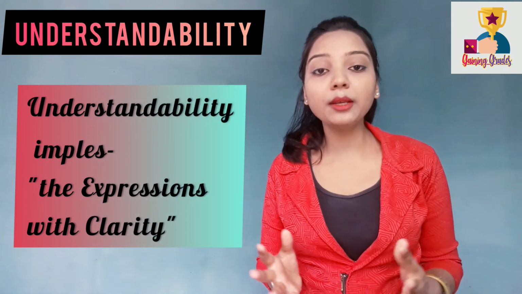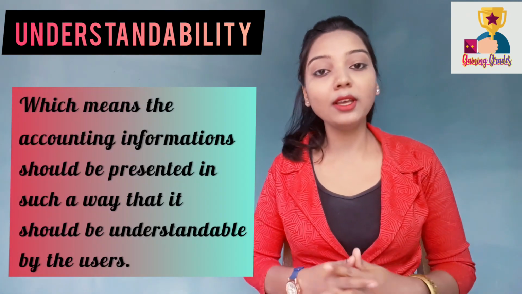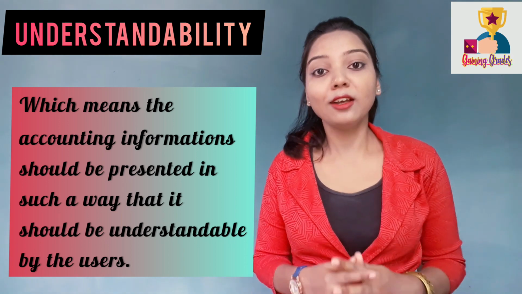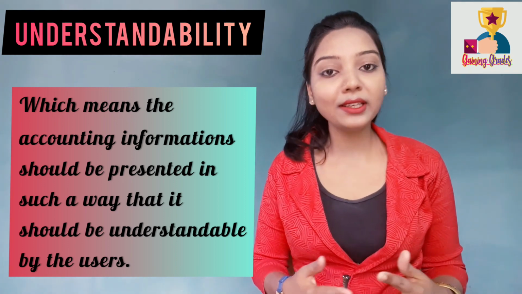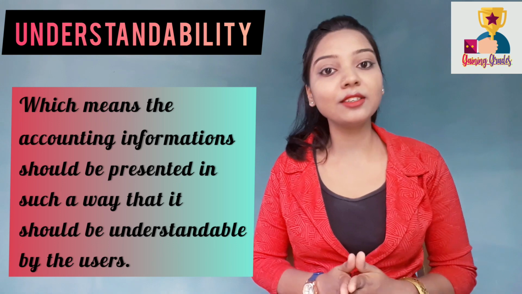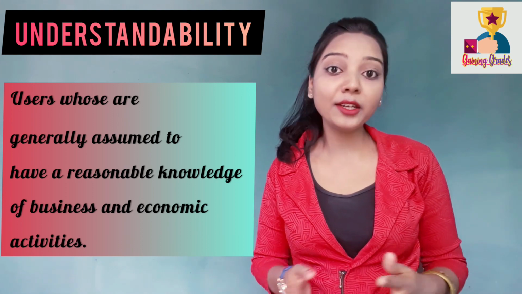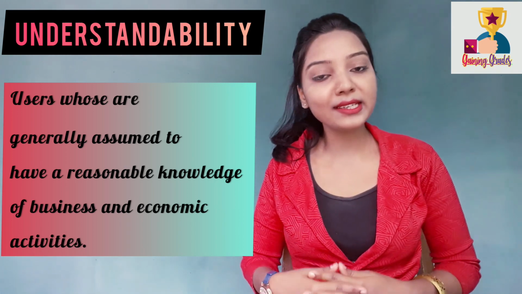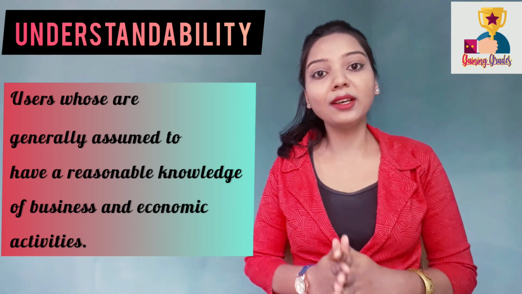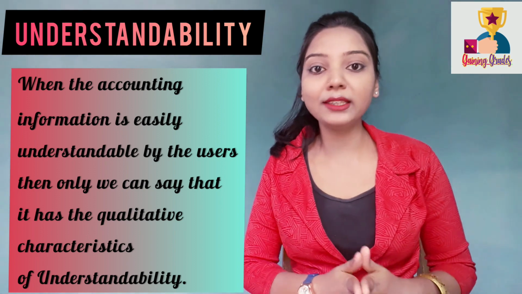So the third qualitative characteristic is understandability. Understandability implies the expression of information with clarity, which means the accounting information should be presented in such a way that the users are able to understand it clearly. It should be simple and systematically presented in front of the users. Users are generally expected to have a reasonable knowledge of business organization and economic activities. That is why the accounting information should be presented so that the users can understand it easily and clearly. So when will it be good accounting information? When it will be understandable by the users easily.